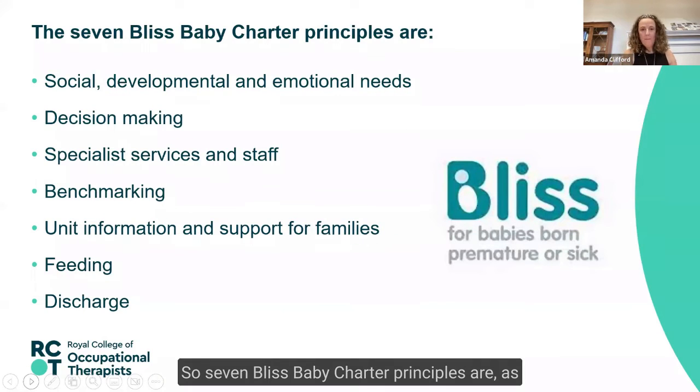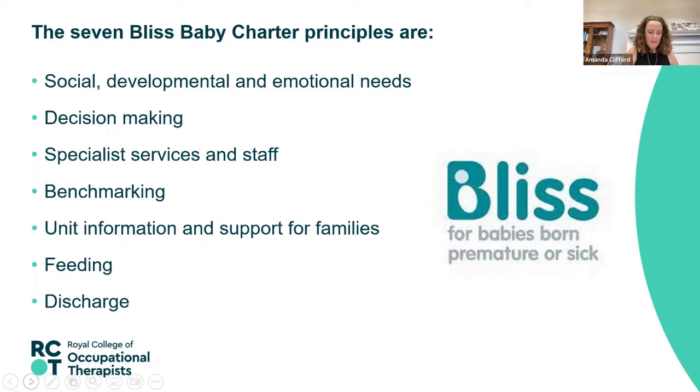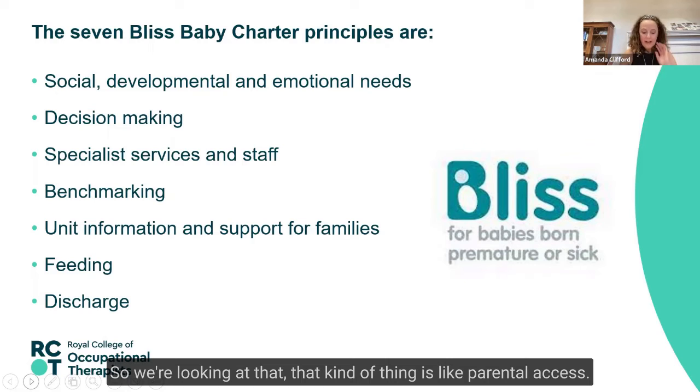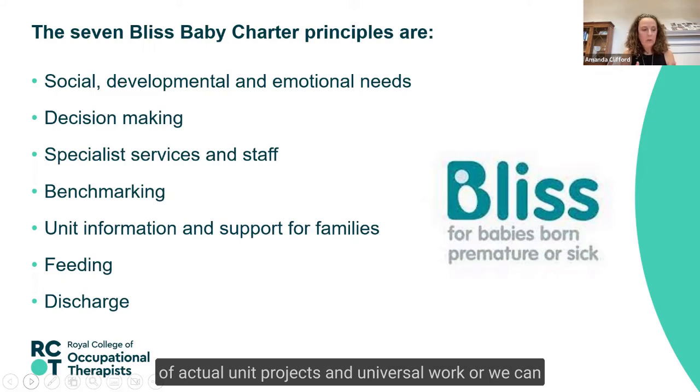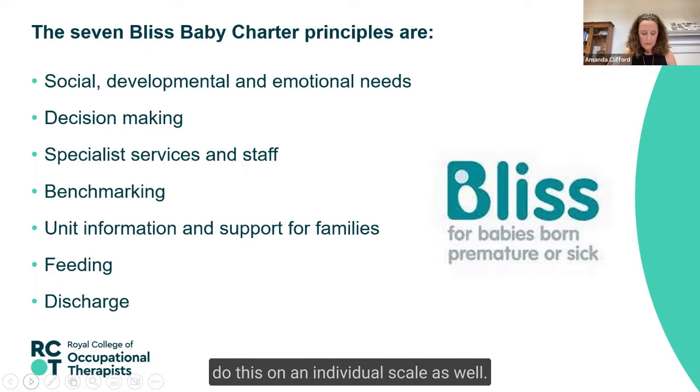So the Bliss Baby Charter principles are, as you can see, social and developmental needs. When we're looking at that, it's things like parental access, looking at their sensory needs: touch, light, sound, taste, smell. It's about guidelines and equipment. We can do this on a big scale in terms of actual unit projects and universal work, or we can do this on an individual scale as well.